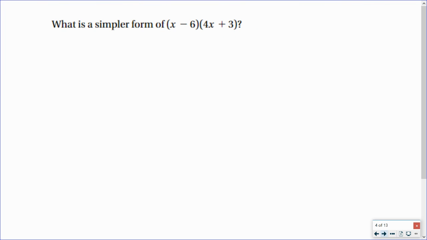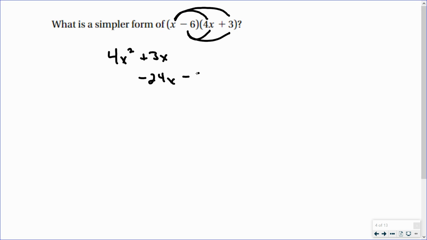In this one, same type of thing. I'll take x times 4x to get 4x squared. x times positive 3 to get positive 3x. I'm done with the x. It's gone to both of them. So now I'm going to take negative 6 times 4x to get negative 24x. And negative 6 times 3 to get negative 18. Add these up. I get 4x squared minus 21x minus 18.